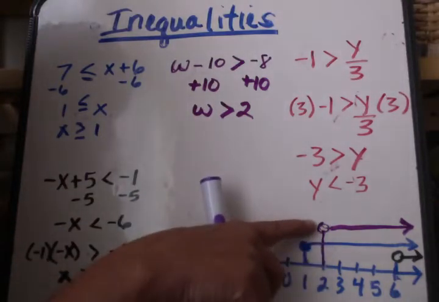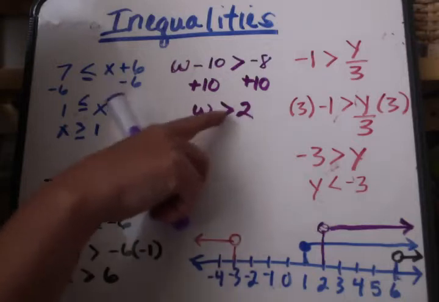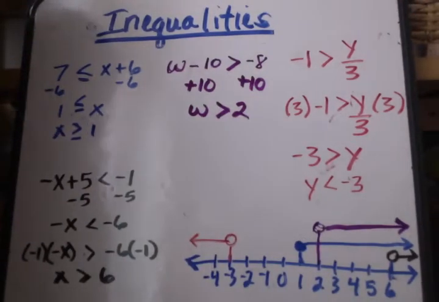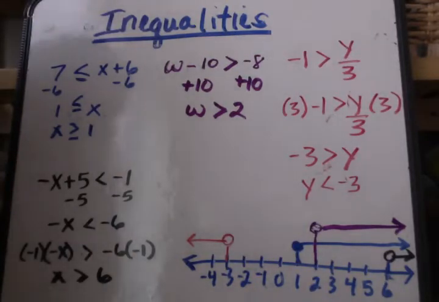And so I get down here to 2. It's an open circle, and it's to the right. Again, you can look at the arrow, it's going to the right. Now let's look at the next example here. I have negative 1 is greater than y over 3.